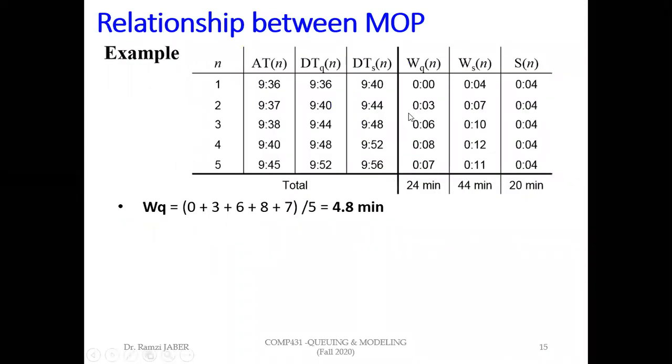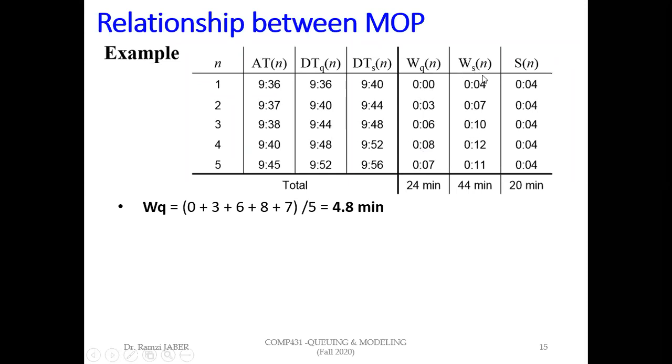Okay, here we have the same example as before. Five customers, with arrival time, departure from queue, and departure from the system. Now, from this table, we can conclude WQ, WS, and Sn, as we did before. For each customer, WQ equals DTQ minus arrival time: 0; 40 minus 37, 3 minutes; 44 minus 38, 6 minutes; 48 minus 40, 8 minutes; and 7 minutes. So the total WQ will be equal to 24 minutes.